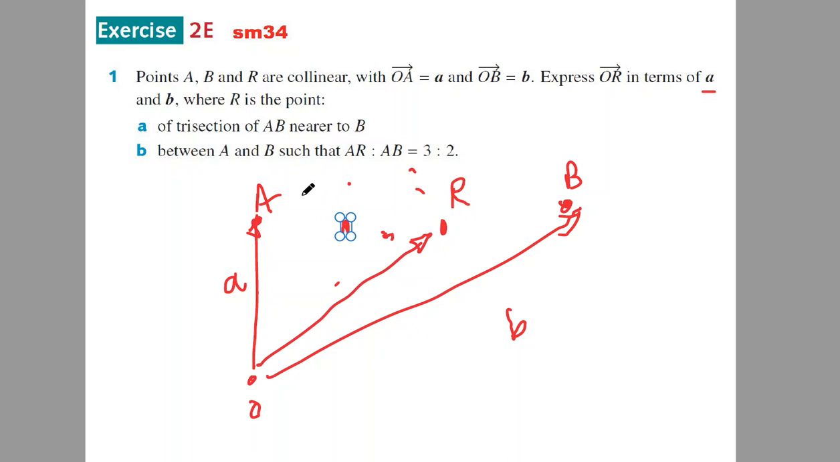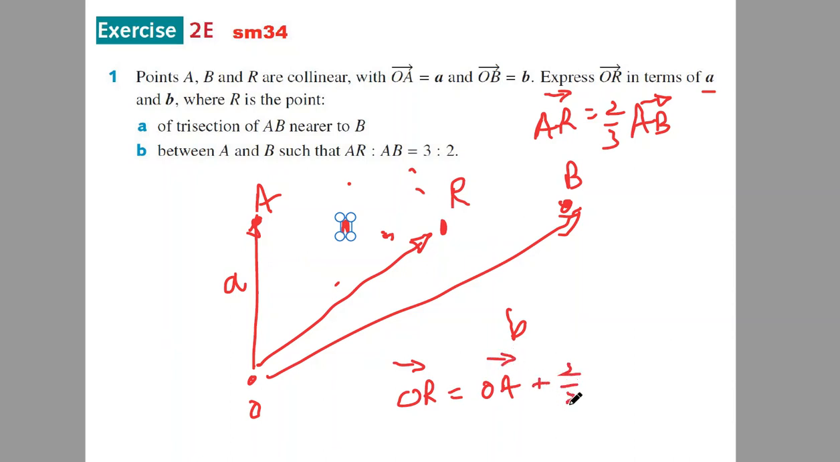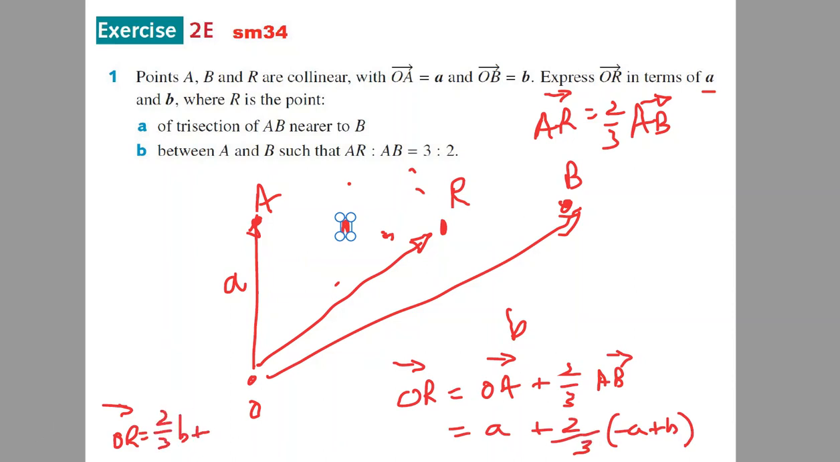And if it's a trisection, then AR equals 2/3 lots of AB, because it's a trisection and R is closest to B. So OR is going to equal OA plus 2/3 of AB, so 2/3 b, plus I've got a minus 2/3 a, so 1/3 a. That's going to be an expression for OR in terms of a and b.